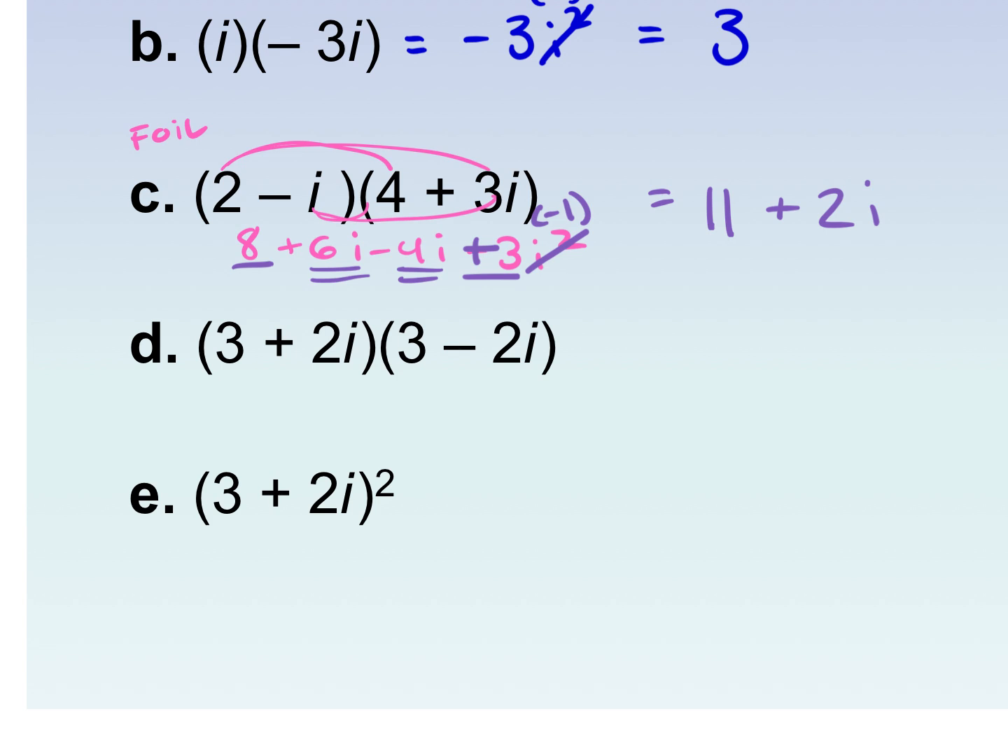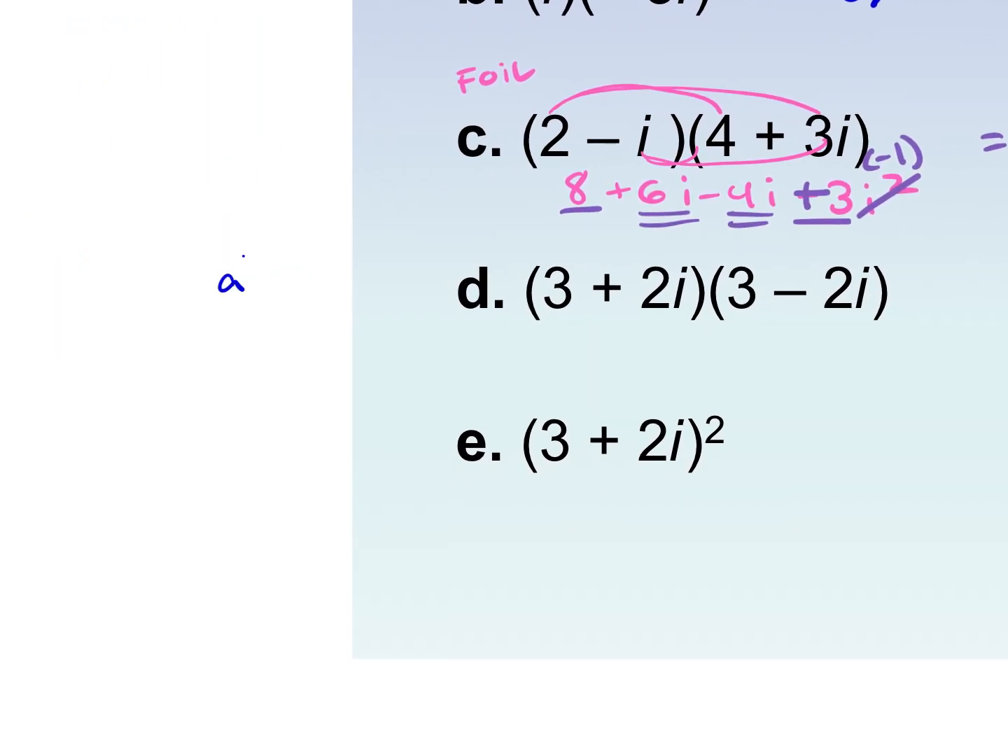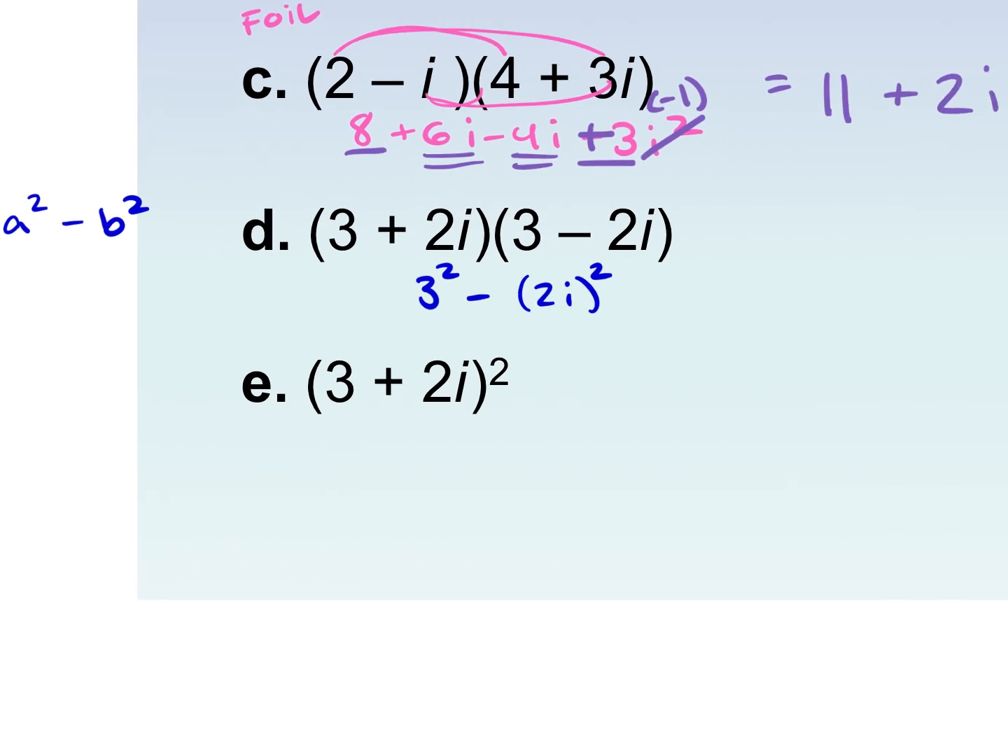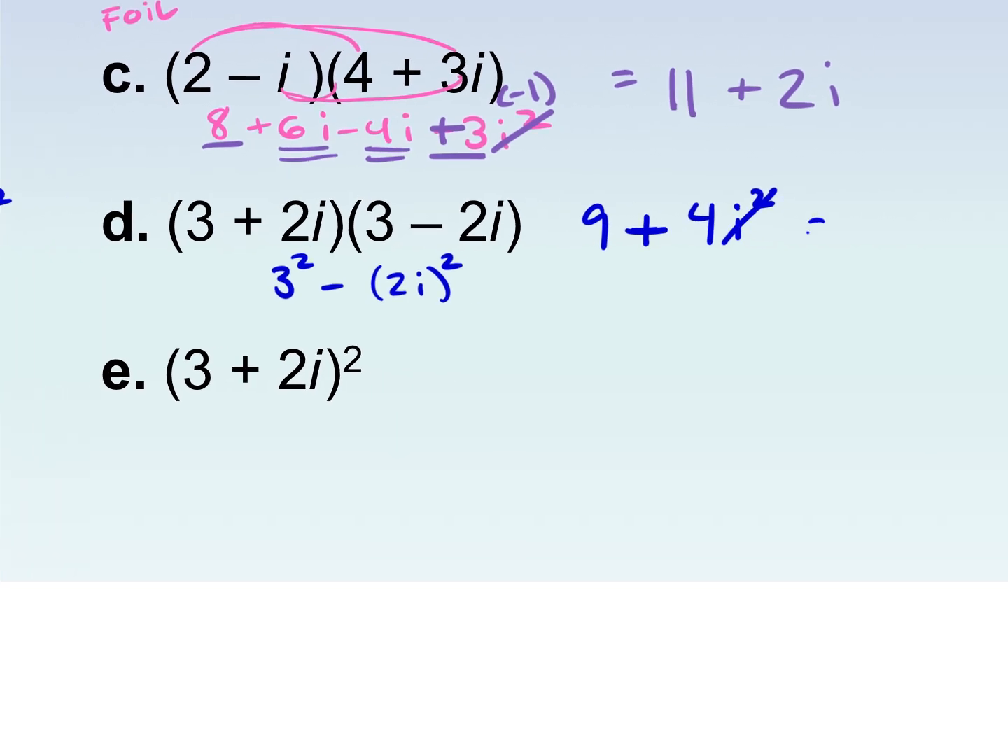We could FOIL, but looking at D, what are they? They're conjugates of each other, so we could do our conjugate shortcut. Our conjugate shortcut is a squared minus b squared. So our a would be 3 squared minus 2i squared. So we get 9 minus 4i squared. And what does i squared change to? -1, so it makes it a +4. And 9 plus 4 would be 13.